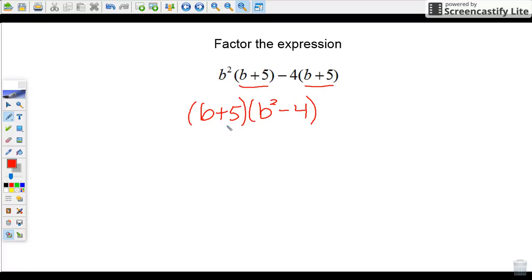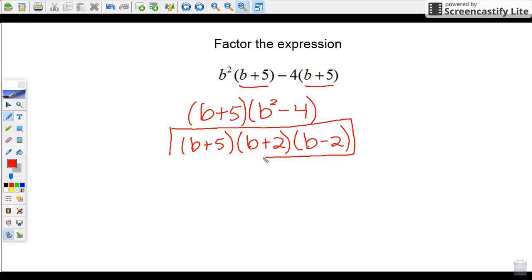b + 5, I can't do anything else to. However, b squared minus 4 is one of those special products that we learned previously. I can factor b squared minus 4. So I'm going to just drop down this b + 5 that I can't do anything with. b squared minus 4 can be factored into (b + 2)(b - 2). Now I look at each one of those factors, and I can no longer factor any of them any further. So here's my factored form, factored completely.